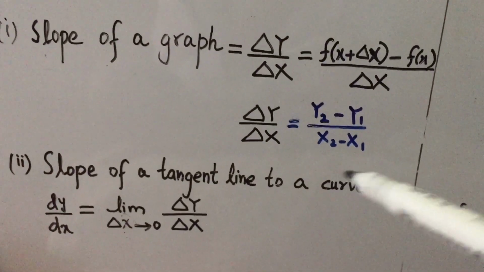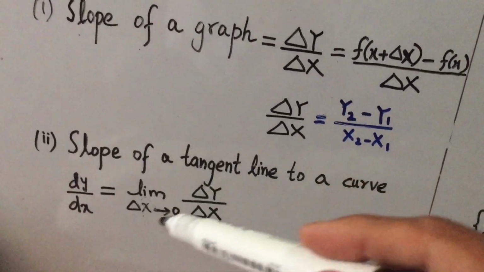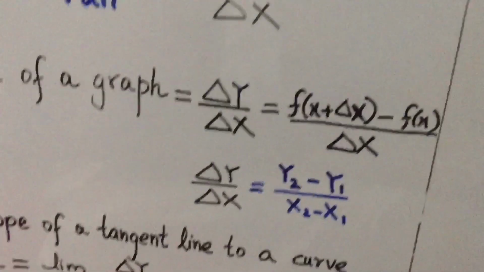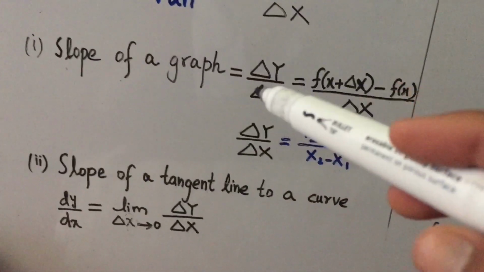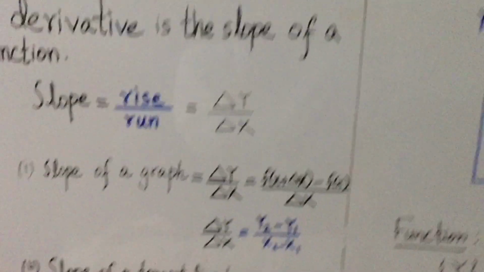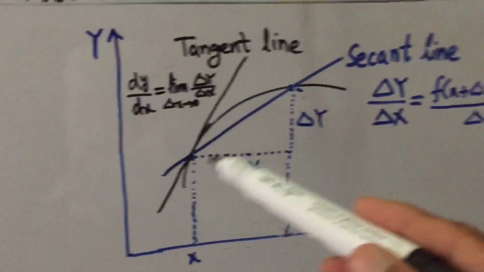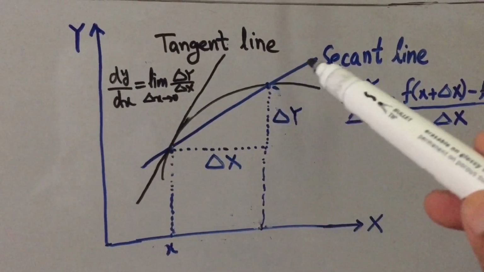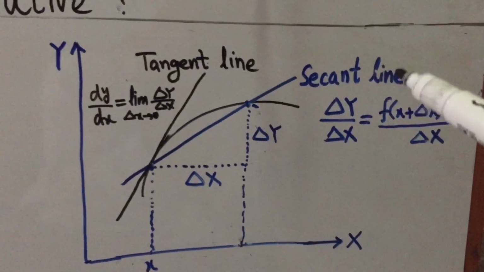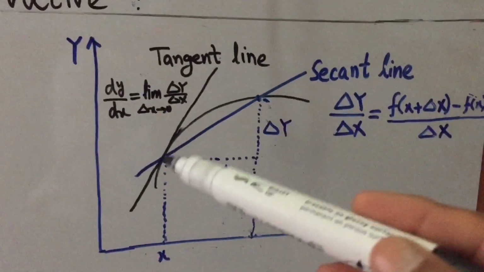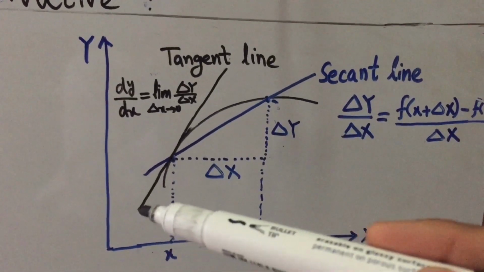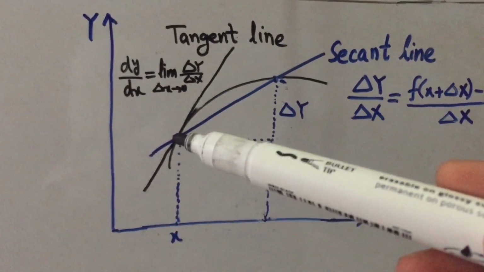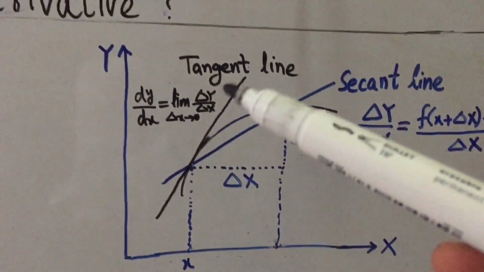The slope of a tangent line to a curve is dy over dx, which is equal to the limit as delta x approaches 0 of delta y over delta x. So what is the difference between these slopes? What is the slope of a curve? It is the slope of a tangent line to a curve. See this graph again. This is the curve, and this blue line passes through two points of the curve. This is a secant line. Secant in Latin means to cut. And the tangent line is this black line, which passes through only one point of the curve.